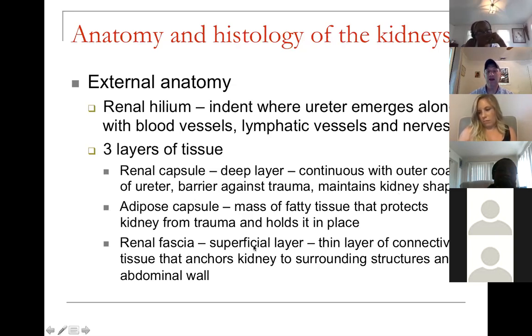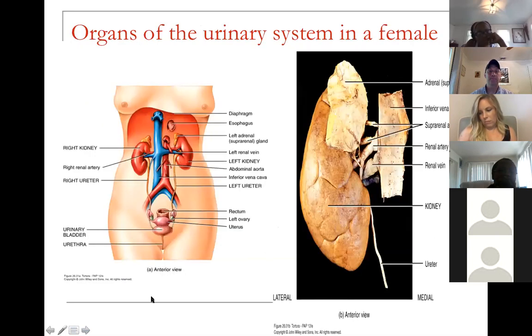It has a renal fascia. It's a superficial layer of thin connective tissue, which anchors the kidney to the back wall. You are in the retroperitoneal cavity if you are looking at a kidney, okay? I should say if you're actually palpating a kidney. So here it is, a frontal view here.